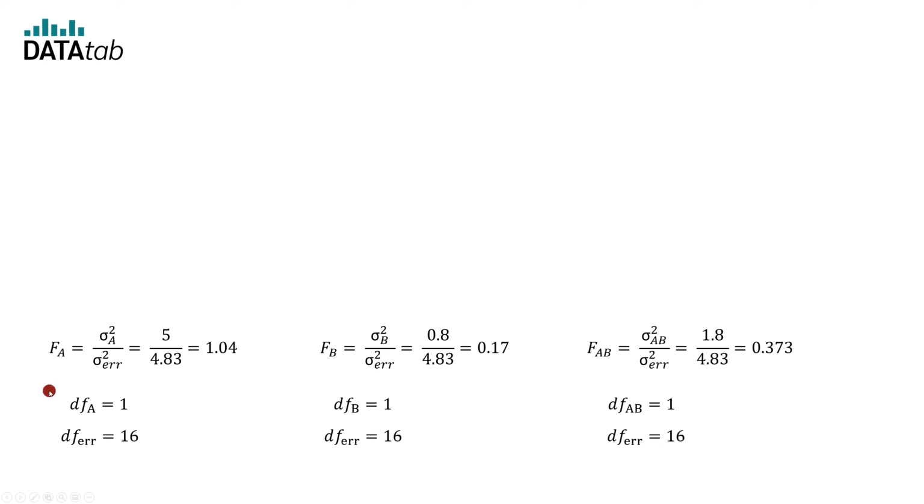For the calculation of the p-value, you need the degrees of freedom and the F distribution. So with these three values, you can either read the critical p-value in a table, or as usual, you just use software to calculate the p-values.